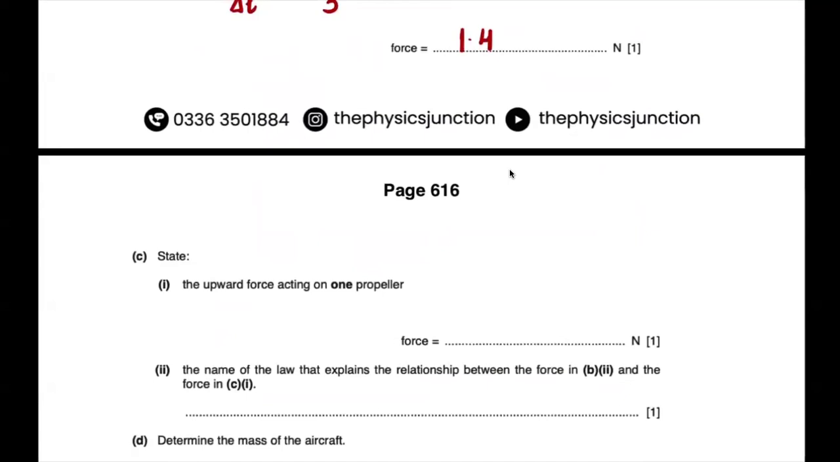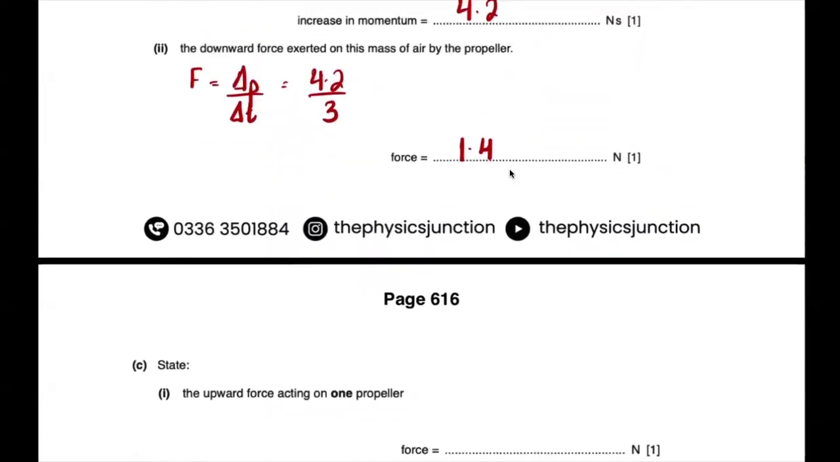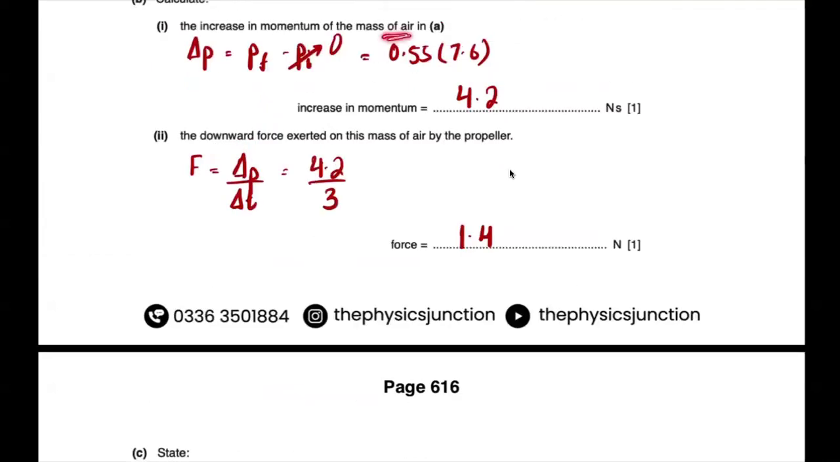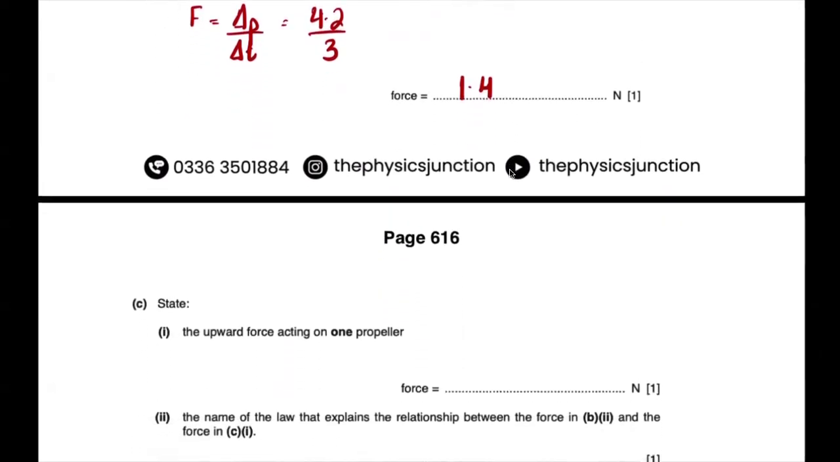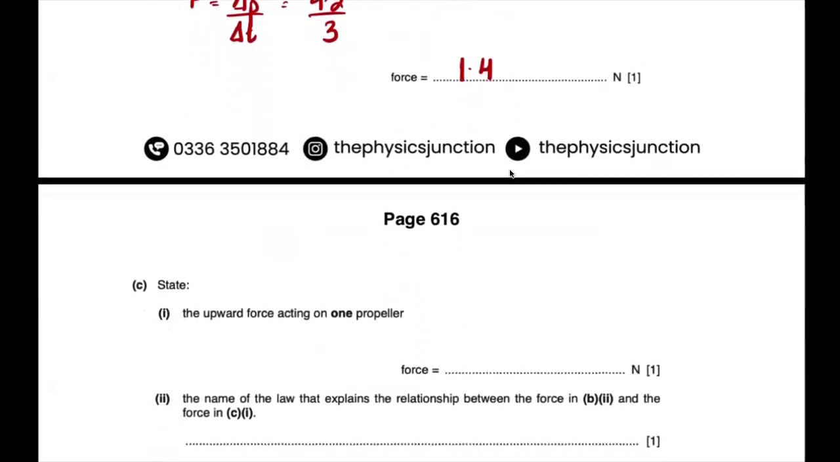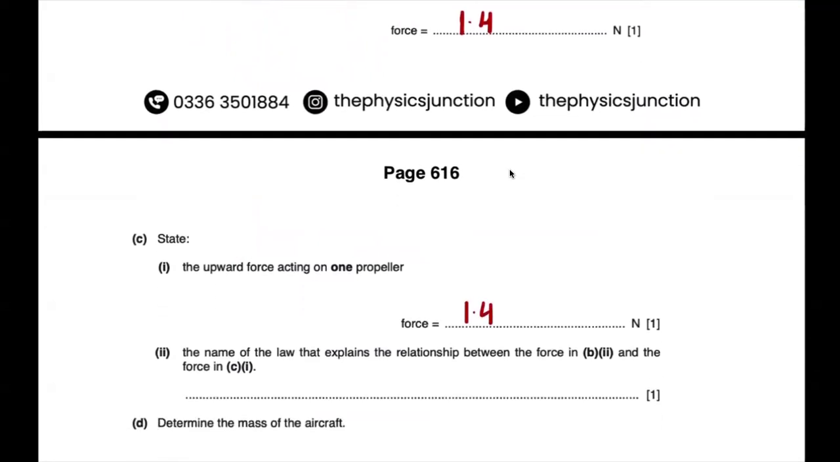C1, the upward force acting on one of the propellers, right? So this is the force exerted on the air by the propeller, because that was the change in momentum of the air, so the force is on the air. Now it's asking me for the force on the propeller, which would also be 1.4 Newton by Newton's third law, and the name of the law that explains the relationship between the force in B2 and C1 is Newton's third law.